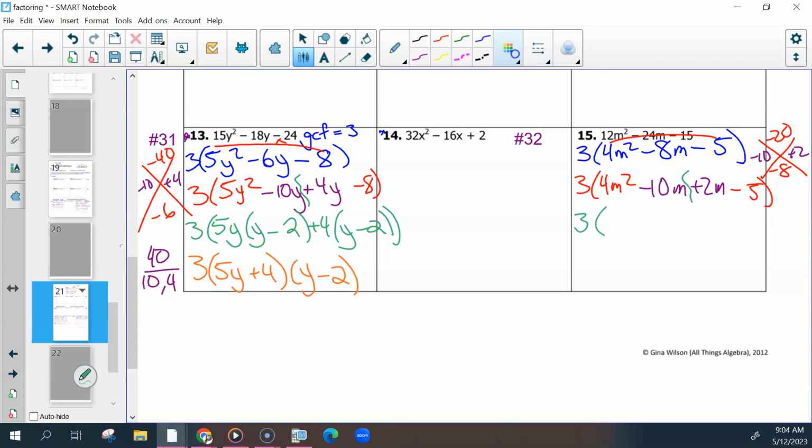What do these first two have in common? M and 2. If we divide them both by 2m, what's left? 2m minus 5. What about the last two? They only have 1 in common, so yes, you would put it as this. Right, keep bringing down that 3. What would our two factors be? Any others we want to see to go over?